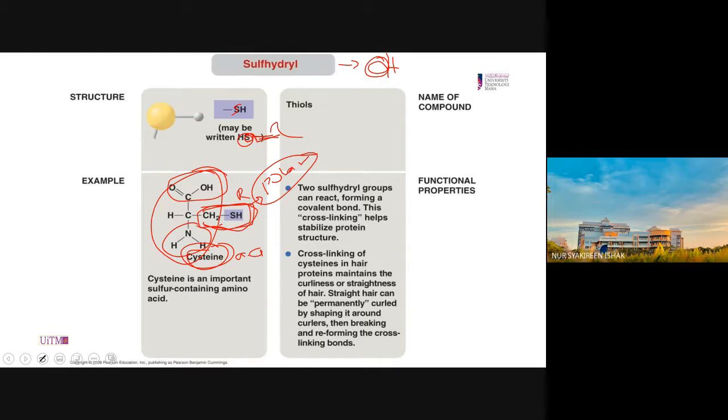Okay, so it says here two sulfhydryl groups can react, forming a covalent bond, and cross-linking helps stabilize protein structure. It means that when you have two cysteines, one cysteine and then another cysteine, for example, the two cysteines of these two different amino acids will lose a hydrogen atom, so it can form a bond between the two sulfur.